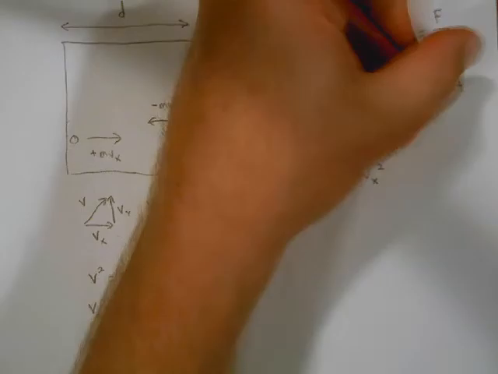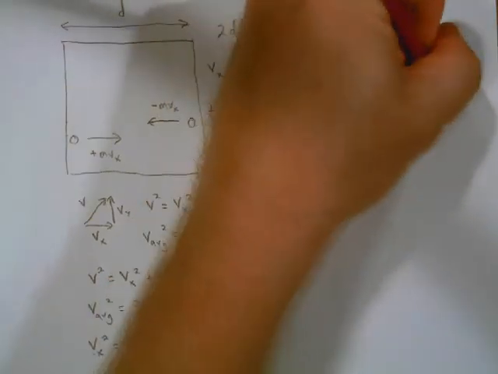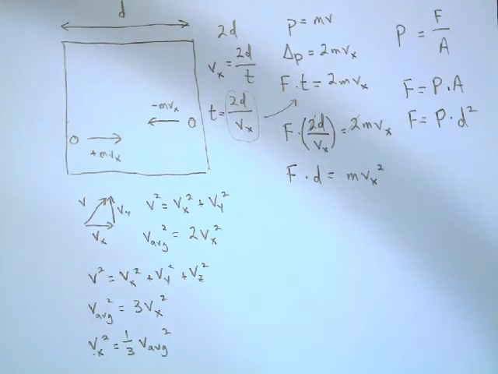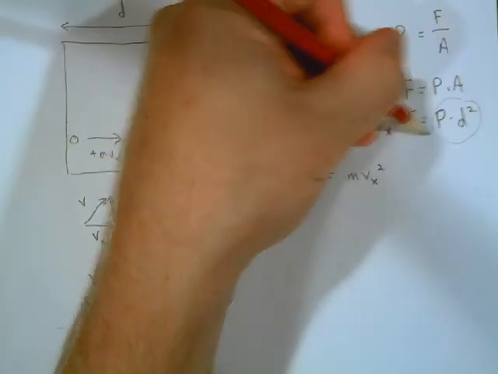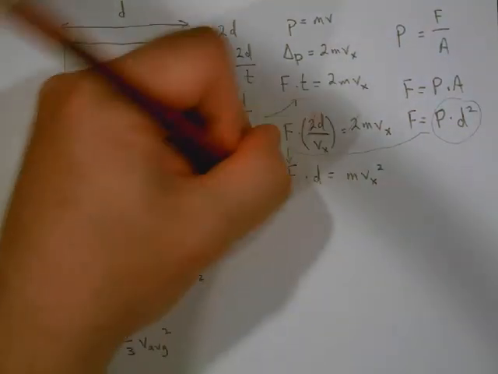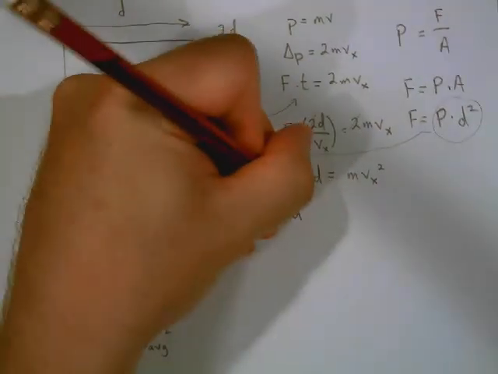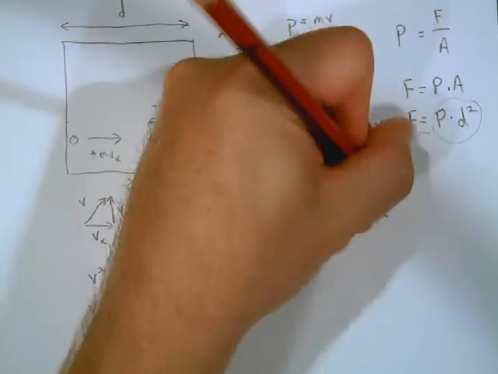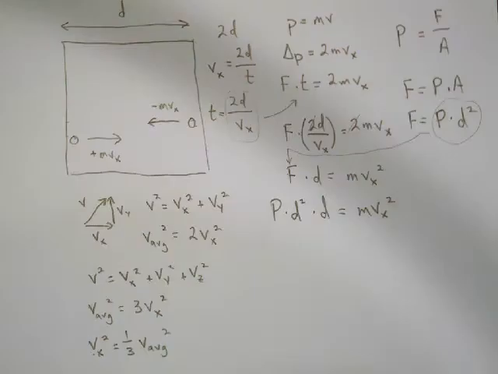Well, what is the area of one side of this cube? It's going to be force equals pressure times d squared. Well, if I take this and plug it in for my F right there, I get pressure times d squared times d equals mvx squared.